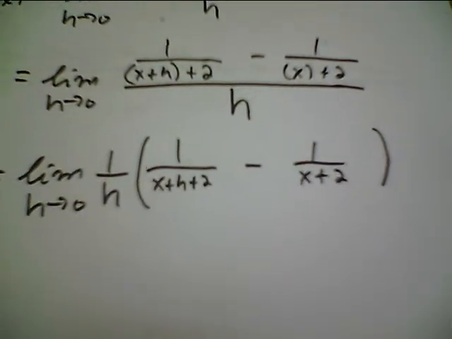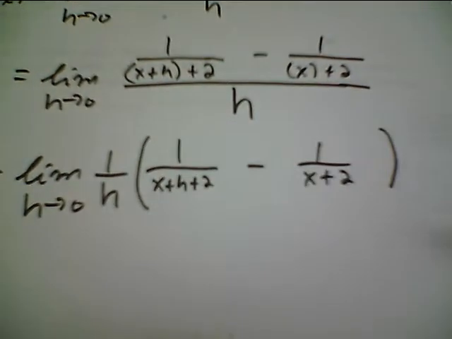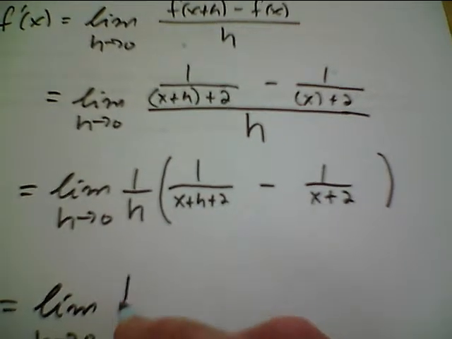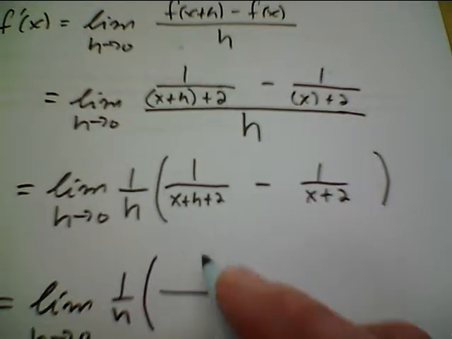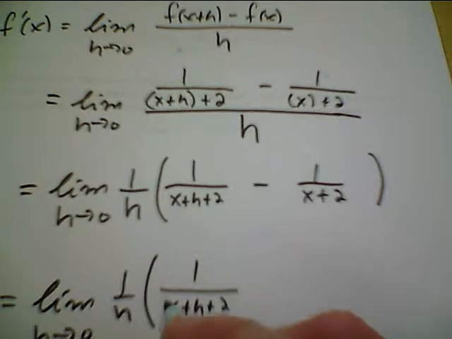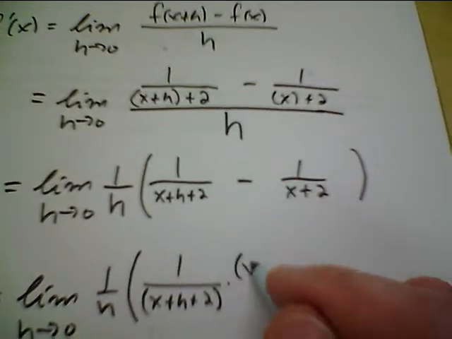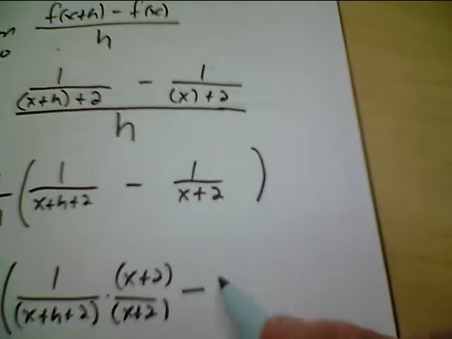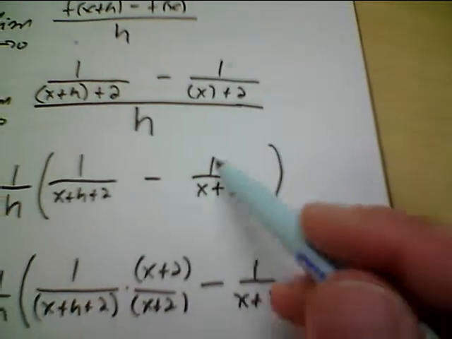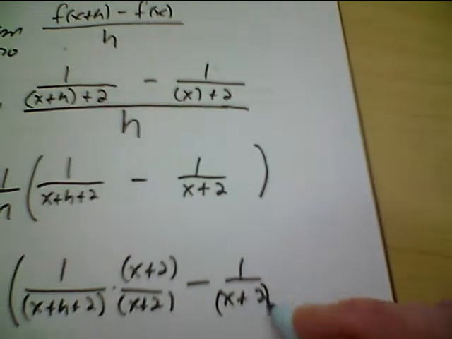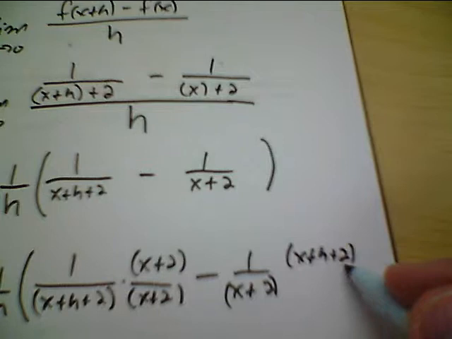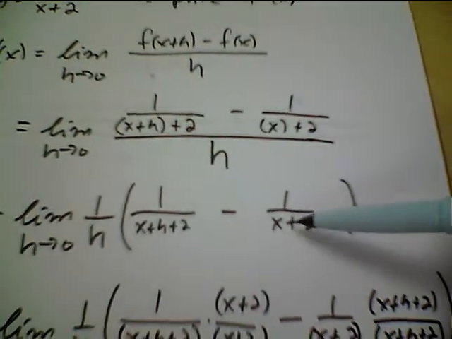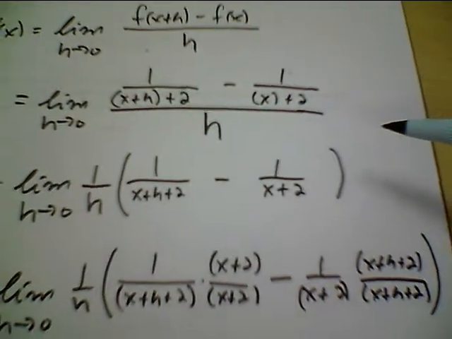Okay, now I need a common denominator. I have an x plus h plus 2 here, and I have an x plus 2 there. The only thing that they have in common is their product. So that means I have to multiply the top and bottom of this guy by x plus 2. And this term here, I have to multiply the top and bottom by x plus h plus 2. It's the only thing they have in common. You might be tempted to write plus h here and plus h here. That would not be correct.